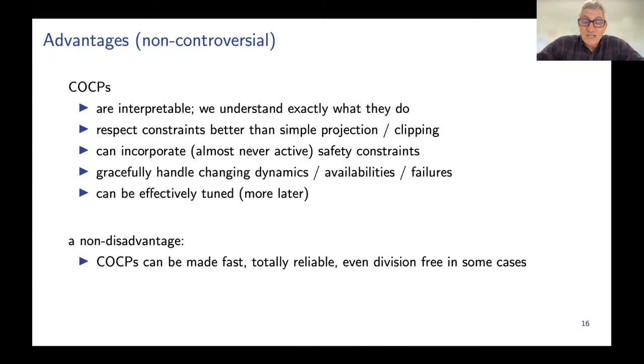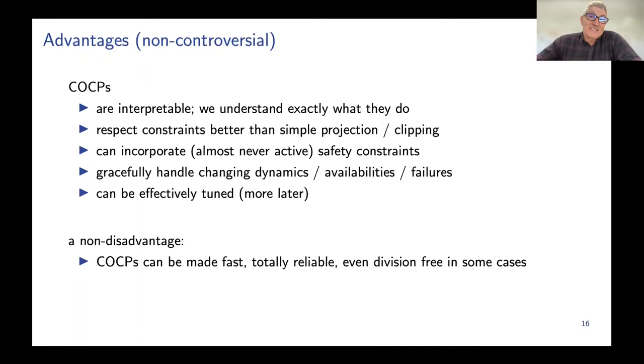So here's one thing you do hear from some people. They'd say, I'm not going to solve a convex optimization problem every 10 milliseconds. You've got to be kidding. It's got to have 100.0% reliability, and I have to meet my real-time deadline all the time and so on. And it turns out that is a non-disadvantage, because depending on the problem, of course, that's readily achieved. You can make them totally reliable. You can make the reliability 1.0. Actually, in some cases, you can even achieve division free, which is pretty awesome, because that means basically it's just not going to mess up.